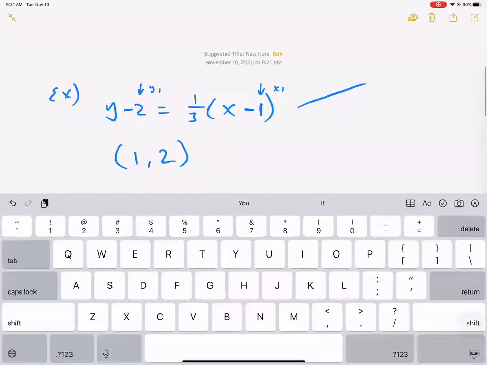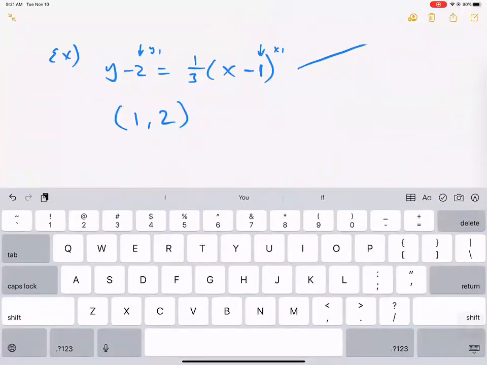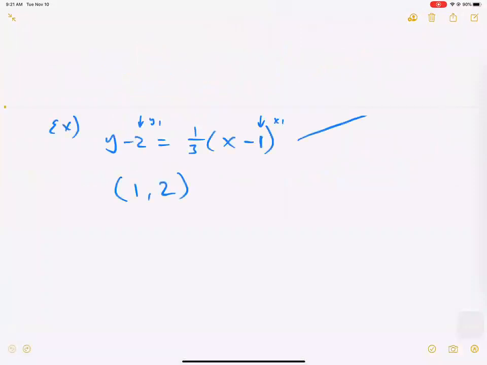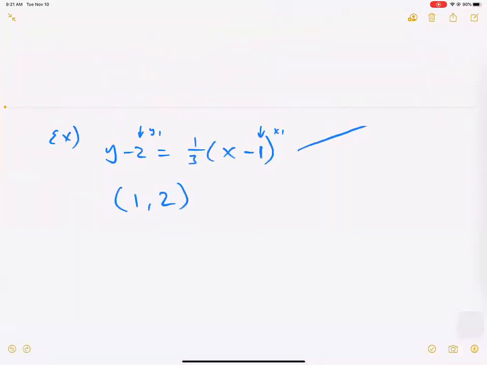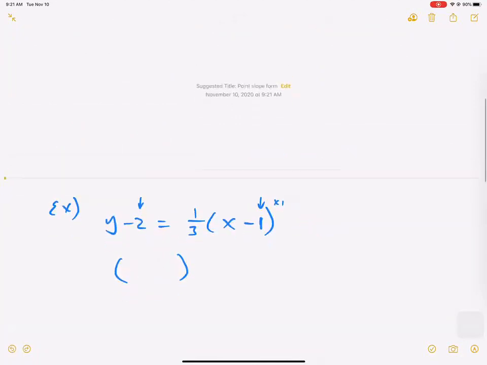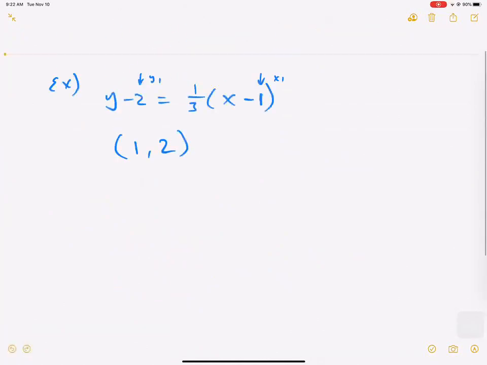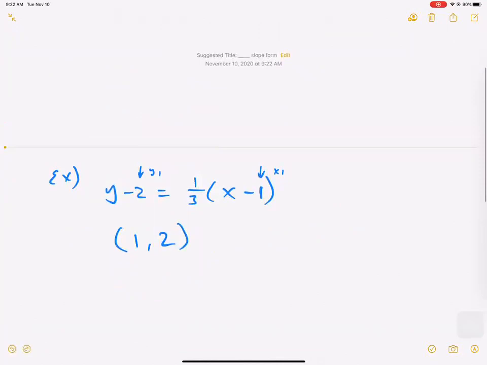Oops. Well, I can undo that. Oh, delete the whole thing. Oh, almost.